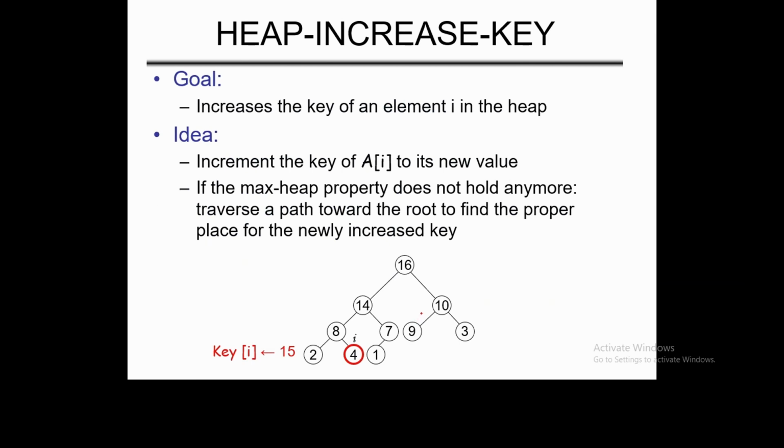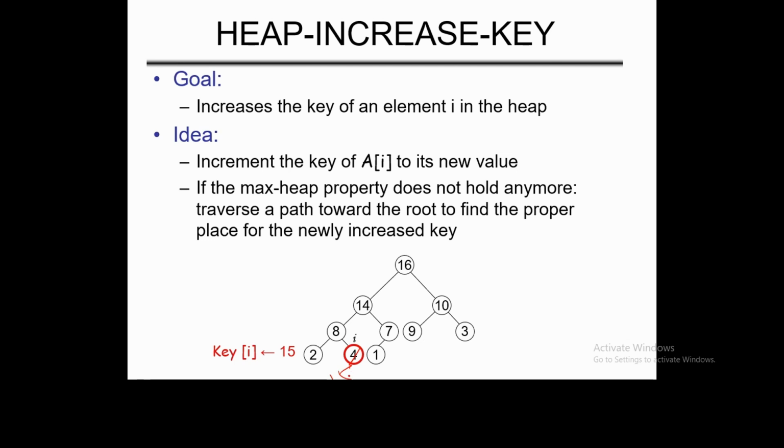Now heap increase key. In this operation we can increase the key value of a particular element. So the goal here is to increase the key of element i in the heap. How can we perform it? Increment the key of A i to its new value. If the max heap property does not hold anymore, traverse the path toward the root to find the proper place for the newly increased key. So when we do this, we replace it, like we are replacing this 4 with 15.